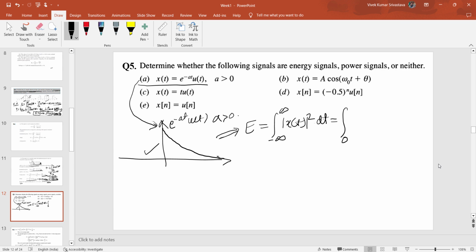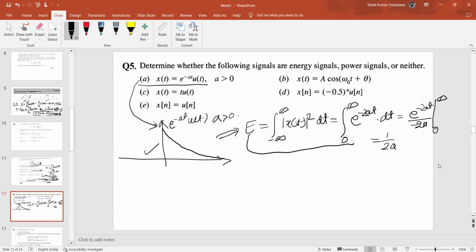So this will start from 0 and go till infinite. Okay, so similarly here this will be equals to 2t dt, t over minus 2a and limit from 0 to infinite. So from here this will be equals to 1 over 2a. Okay, so energy of this signal will be equals to 1 by 2a, which is a finite value.